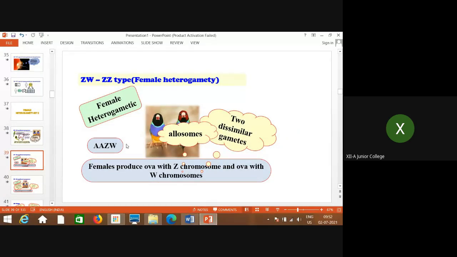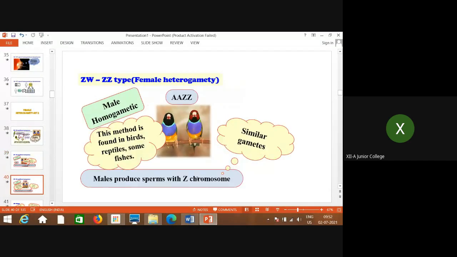Here in birds, there are allosomes, two dissimilar gametes, AA meaning autosomes, and ZW. Females produce ova with the Z chromosome and ova with the W chromosome. So males are homogametic and females are heterogametic in birds.